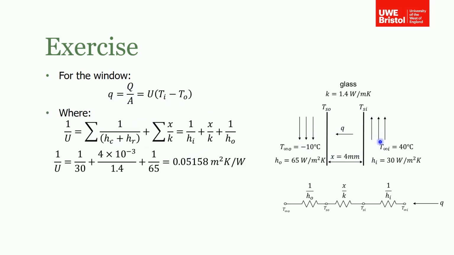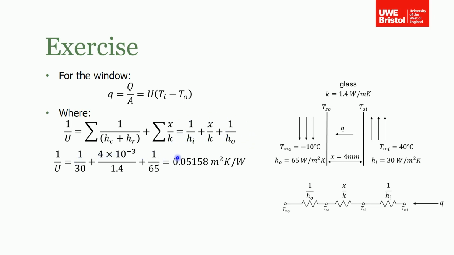So first of all, we need to find out the U value. So remembering that 1 over the U value is the sum of 1 over the convective heat transfer coefficients and the radiative heat transfer coefficients, plus the sum of the distance over the thermal conductivity. And here there's no radiation, so those terms disappear, so this is what that term's equal to.